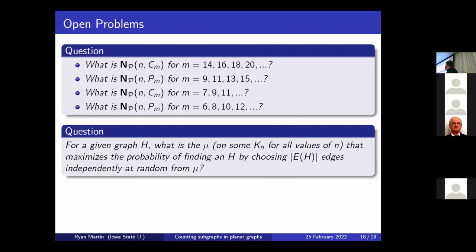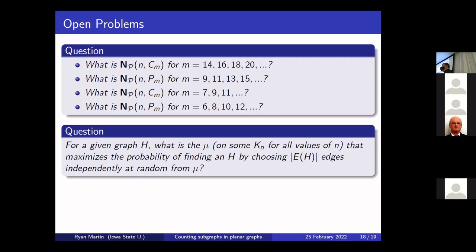So I think, if you really want to look at this as a different problem, you say: for a given graph H, what is the mu on some K_n, for all values of n, that maximizes the probability of finding an H by choosing E(H) edges independently at random from mu? And this generalizes what we were doing, but this may or may not actually solve the problem for counting graphs and planar graphs.